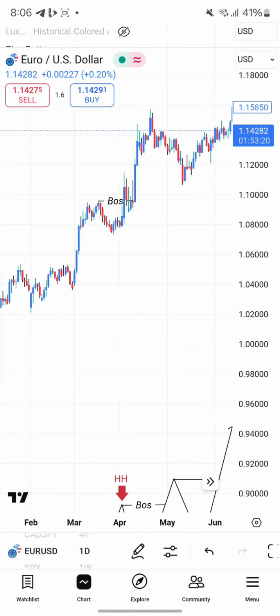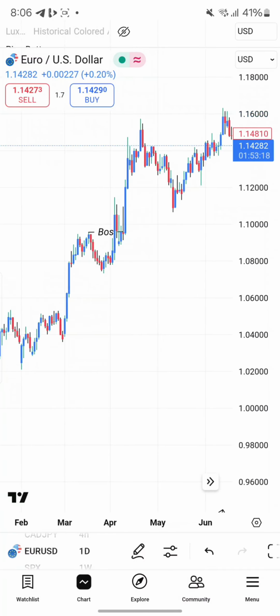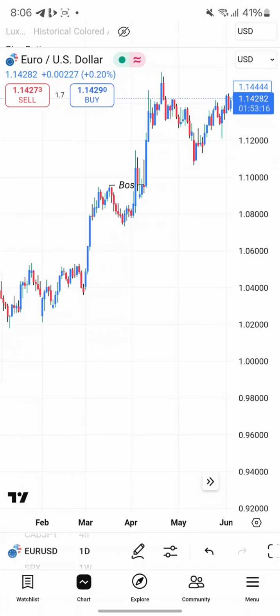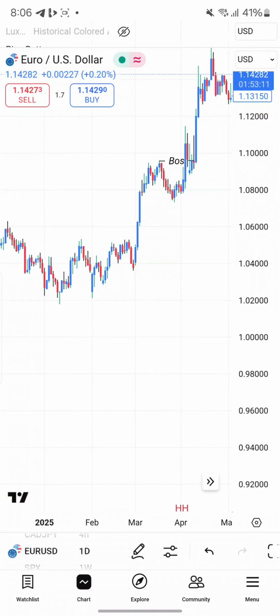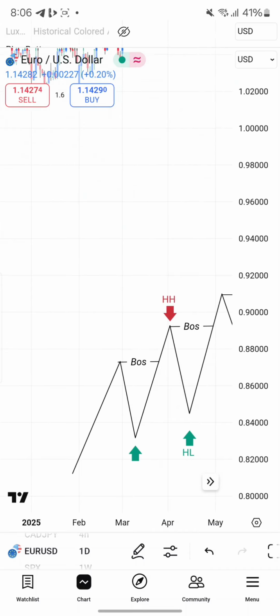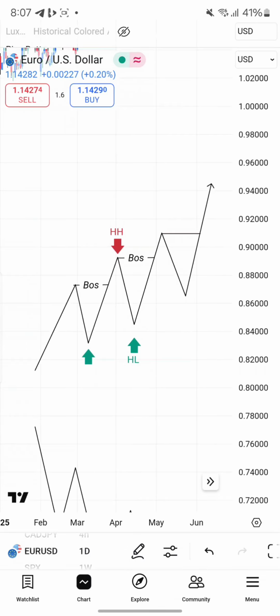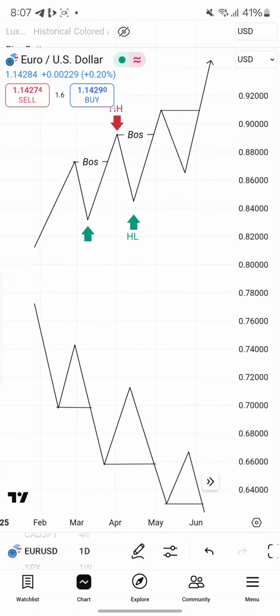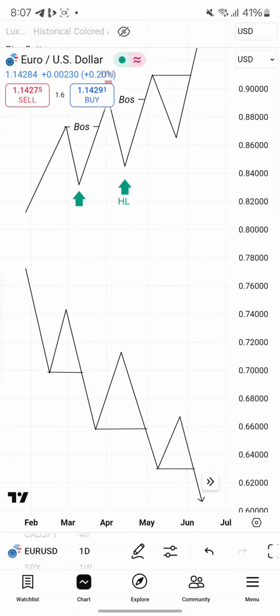So what I mean by there are other things you need to know about market structure is that there are two main forms of market structure. We have the external market structure and we have the internal market structure. In my next video, I will explain what external market structure is and what internal market structure is. But for now, just know that a bullish market structure creates higher highs and higher lows, while a bearish market structure creates lower highs and lower lows.